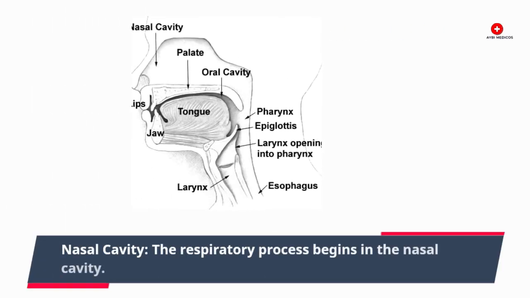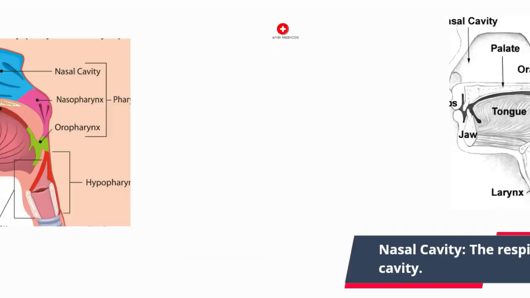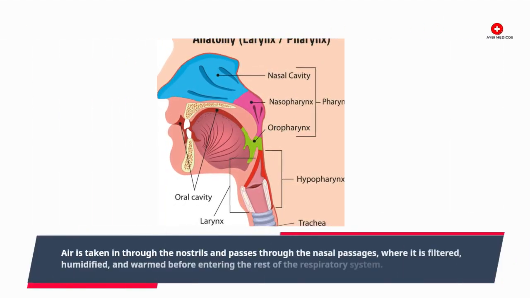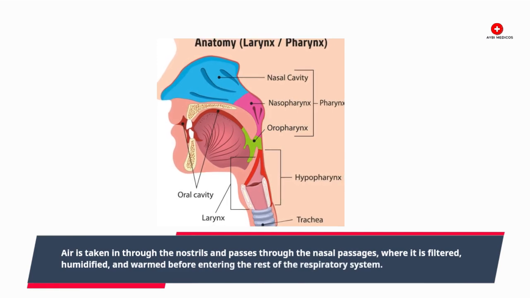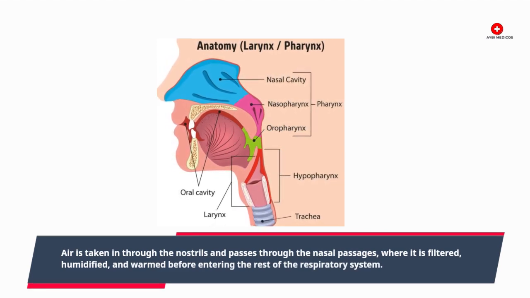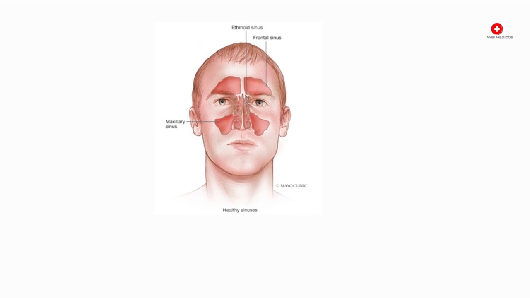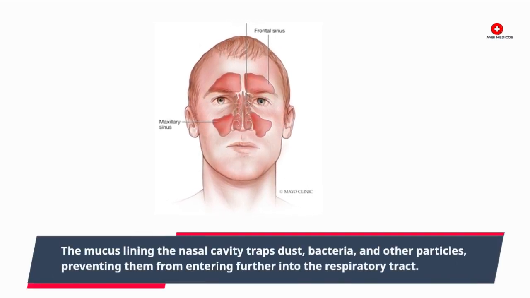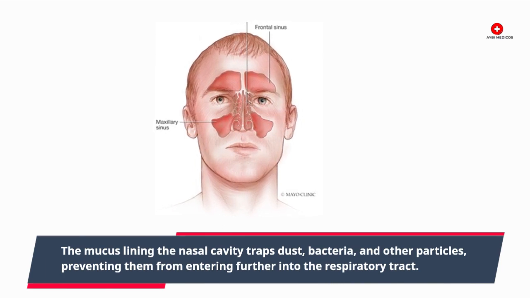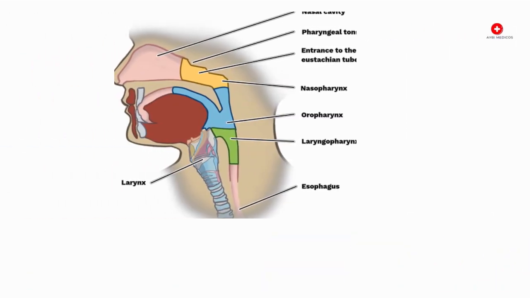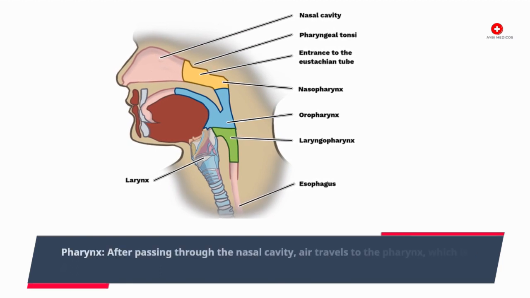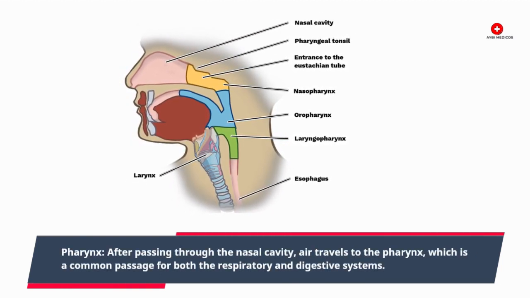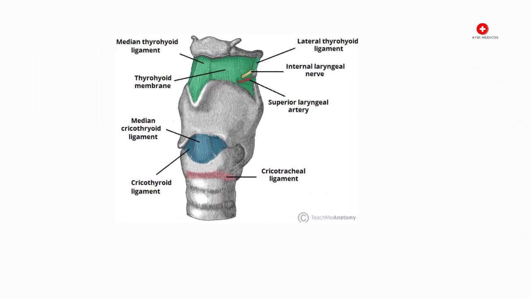Nasal cavity. The respiratory process begins in the nasal cavity. Air is taken in through the nostrils and passes through the nasal passages, where it is filtered, humidified, and warmed before entering the rest of the respiratory system. The mucus lining the nasal cavity traps dust, bacteria, and other particles, preventing them from entering further into the respiratory tract. Pharynx. After passing through the nasal cavity, air travels to the pharynx, which is a common passage for both the respiratory and digestive systems.